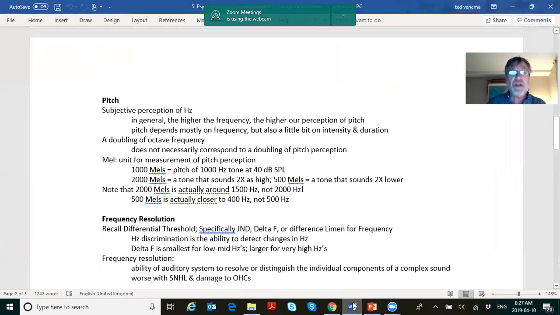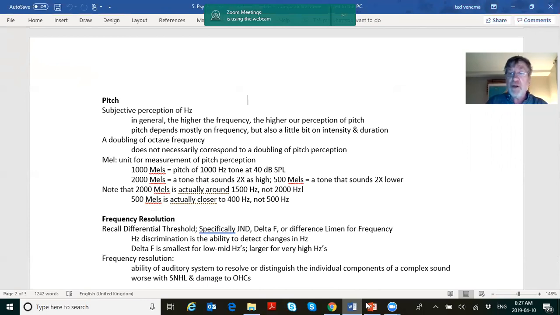Moving on down to pitch, we talked about mels. And nobody talks about mels anymore, really, but mels is the unit for pitch. The pitch you think of when you hear a 1000 hertz tone is 1000 mels. And if the sound sounds twice as high in frequency, or twice as high in pitch, you'll call it 2000 mels. But 2000 mels isn't necessarily 2000 hertz.